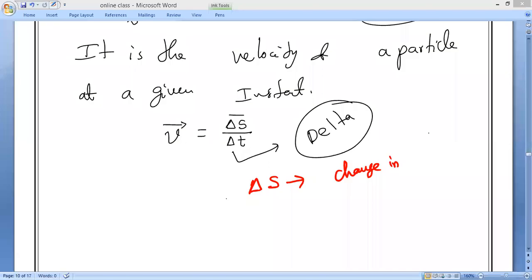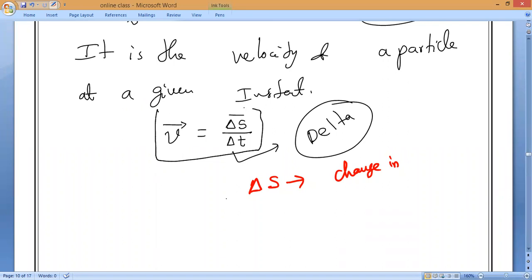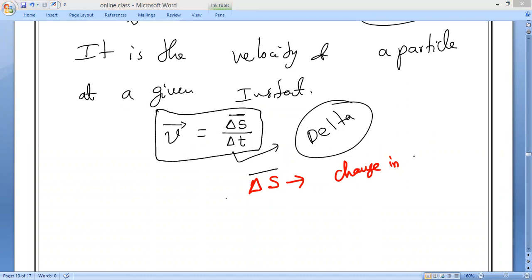Notice it. This is what we used to call the formula for instantaneous velocity. So we'll keep an arrow here and a bar for delta S. What do you mean by delta S? This one is the change in displacement. Do you understand what you mean by delta? Change in the displacement in a small interval of time delta t.